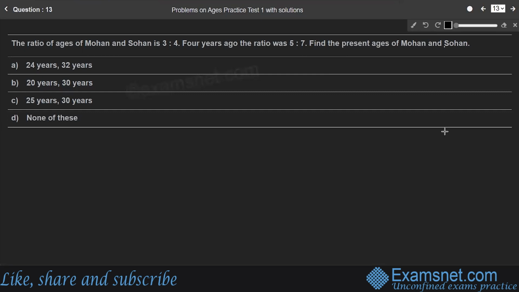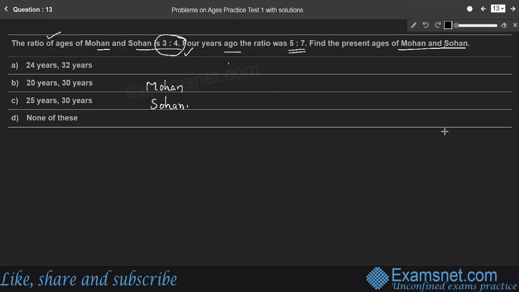Question 13. The ratio of ages of Mohan and Sohan is 3:4. 4 years ago, the ratio was 5:7. Find the present ages of Mohan and Sohan. So their present ages ratio is given 3:4, right? So using this ratio, we can assume their present ages as 3x and 4x respectively. So we'll consider ages of Mohan and Sohan.